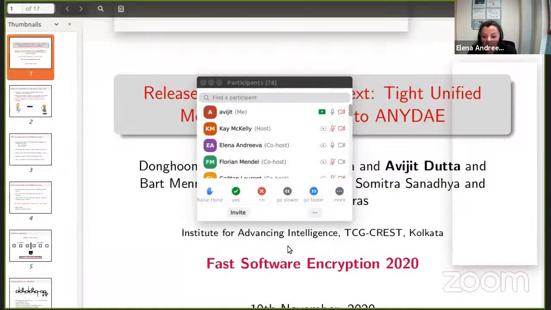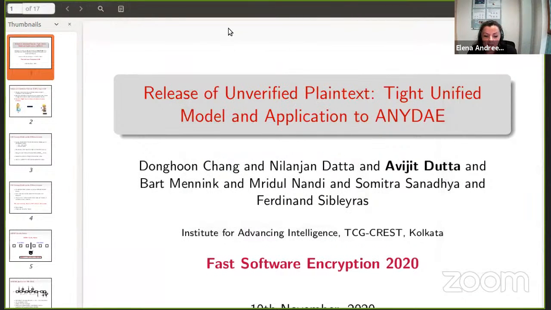Avijit, can you share your screen with us? Yeah. Thank you. Can you show the screen? Yes, if you can just, yes. Okay. Yeah, thank you. Just a second.